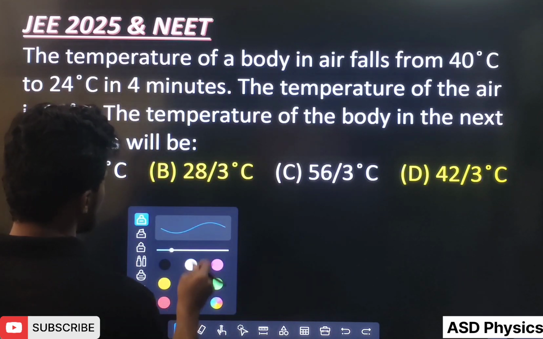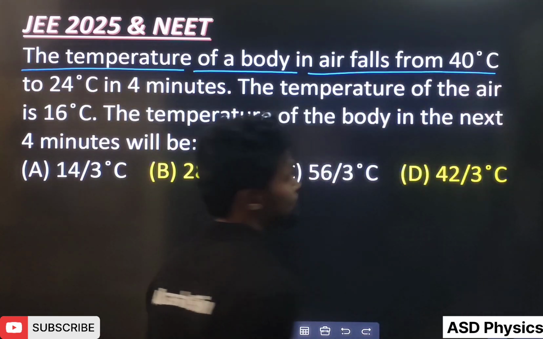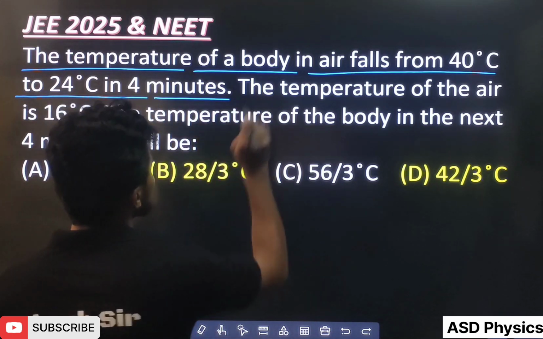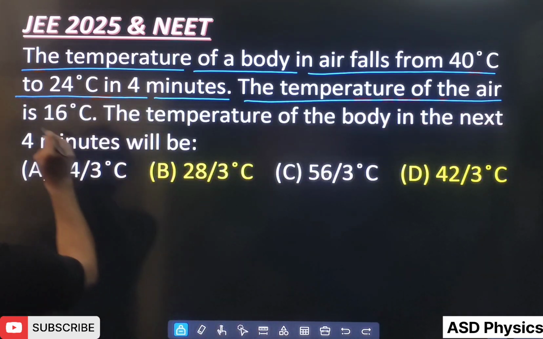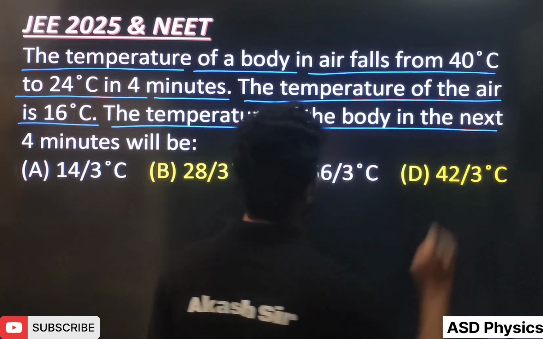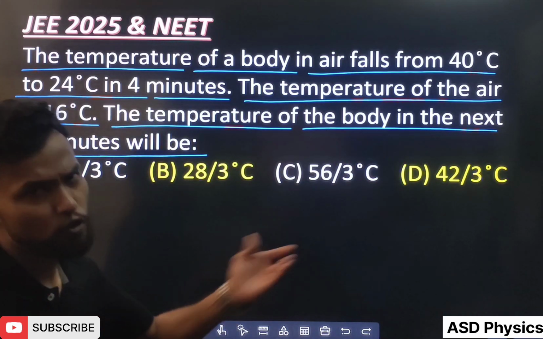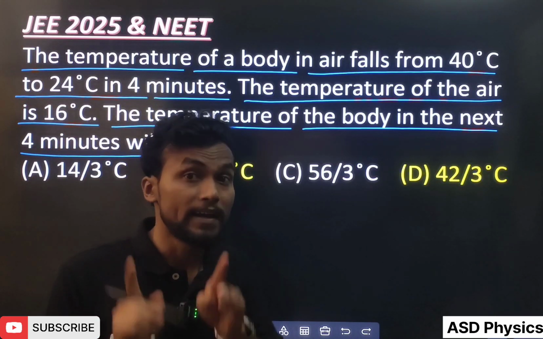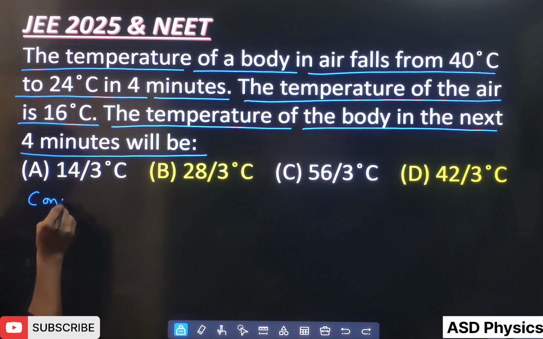So here students, you can see what the question is. The temperature of a body in air falls from 40 to 24 degrees Celsius in 4 minutes. The temperature of the air is 16 degrees Celsius. Now the temperature of the body in the next 4 minutes will be how much? Okay, and here 4 options are there. So in this kind of question, first we have to write the standard formula and we have to solve in 2 stages.